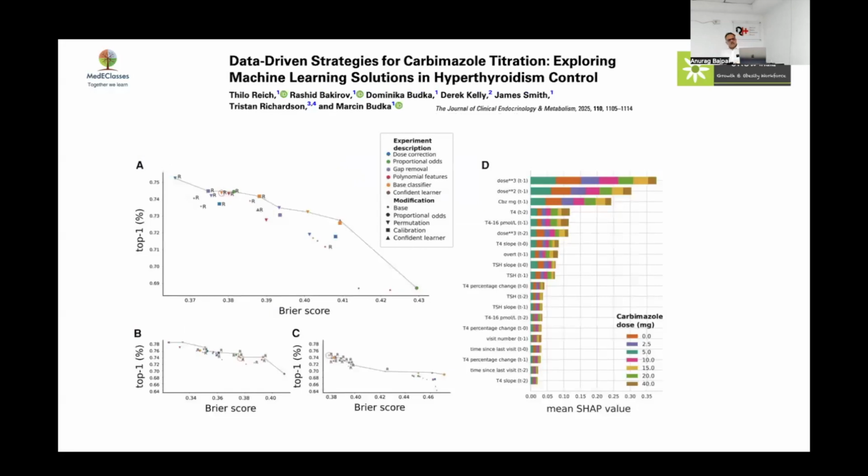Now, this is another very interesting study in which they looked at ways in which they can cut down on physician visits based upon clinical parameters. And this is an AI-based model which is looking at how do we change the doses of carbimazole without visiting the doctor. So they've developed a lot of AI models and they looked at so many parameters. If you look at, they look at the TSH dose, how much the TSH has changed, how much the T4 has changed.